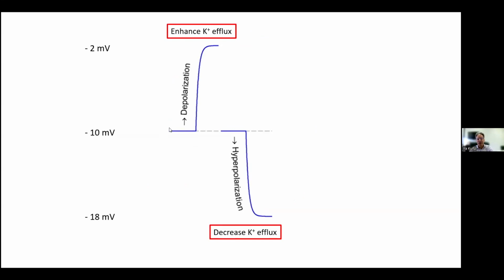So that's shown here. If you have a situation, for whatever reason, where you make the voltage less negative, when the voltage is less negative, you enhance K efflux.